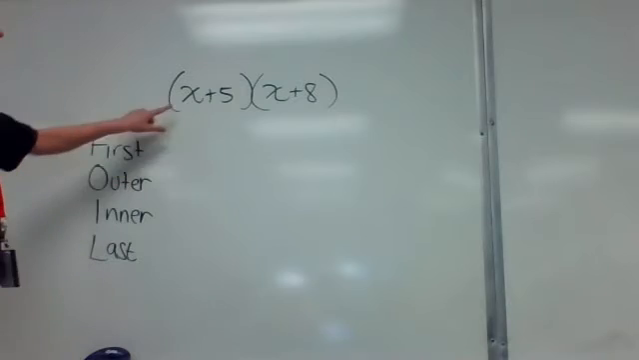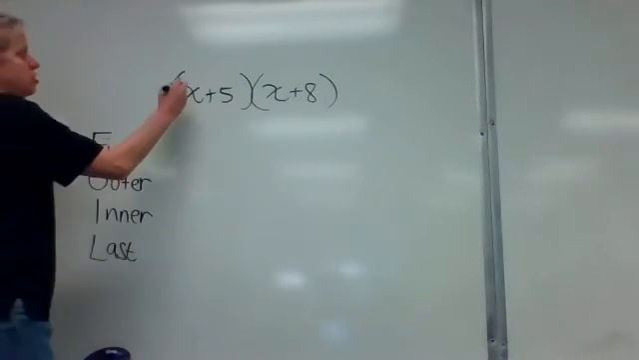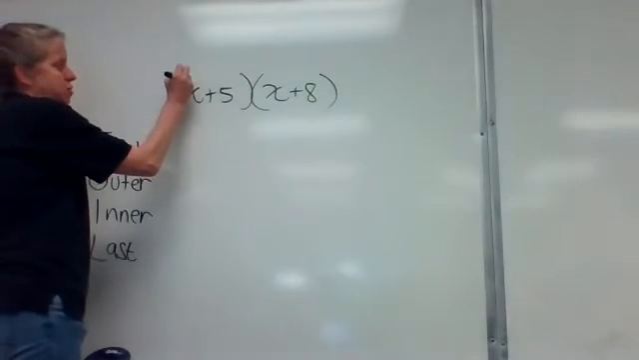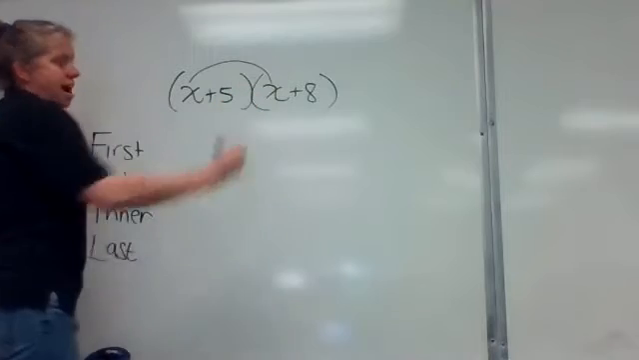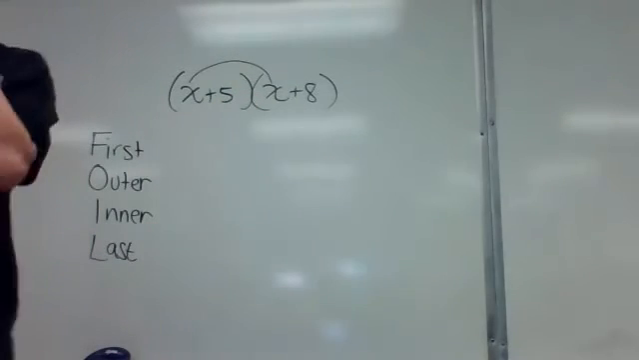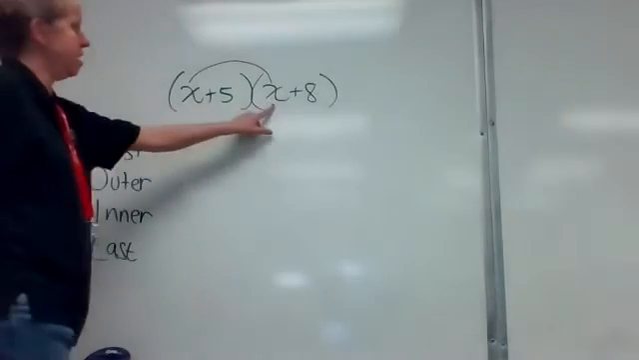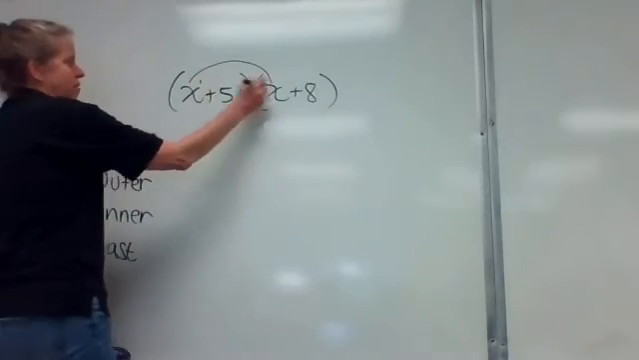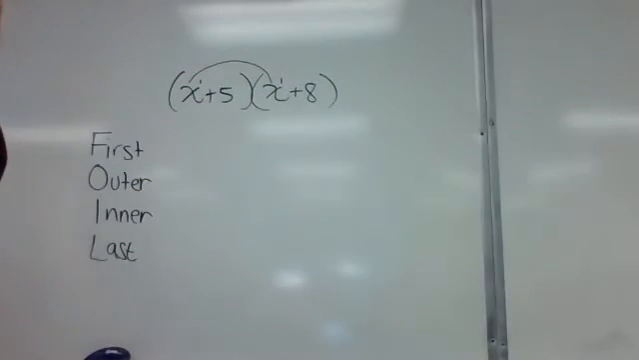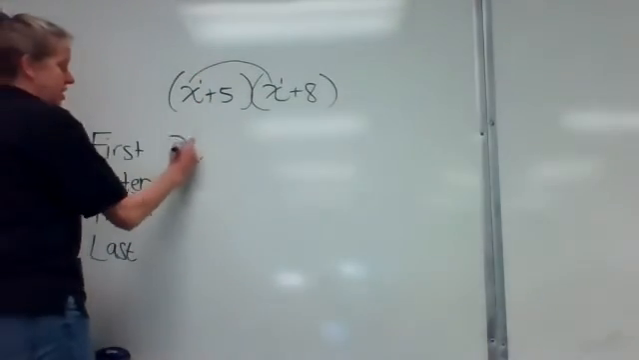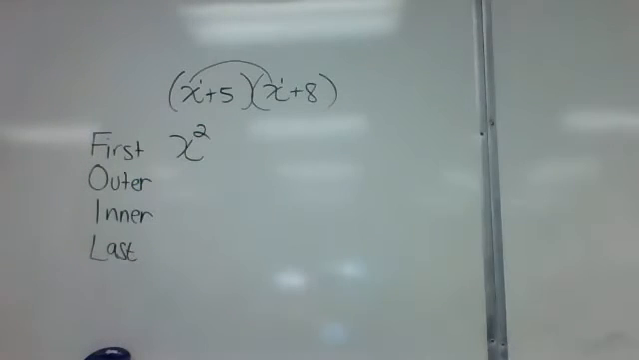When I say first, the first thing you're going to do is multiply the first term in this parenthesis times the first term in the other parenthesis. That's what first means. So x times x, right? They both have a 1 exponent. So when you multiply them together, you're going to get x to the 2nd. So I've done my first.